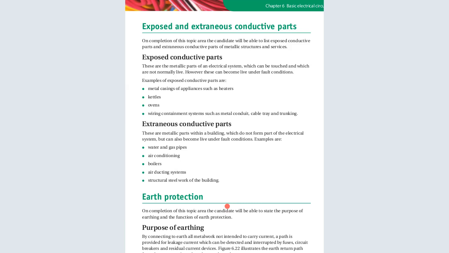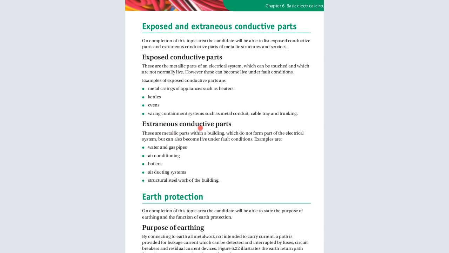Exposed conductive parts. What are these? These are the metallic parts of the electrical system which can be touched and which are not normally live. However, they can become live under fault conditions. Examples of these exposed conductive parts are the metal casings of appliances such as heaters, kettles, ovens, and wiring containment such as metal conduit, cable tray, and trunking.